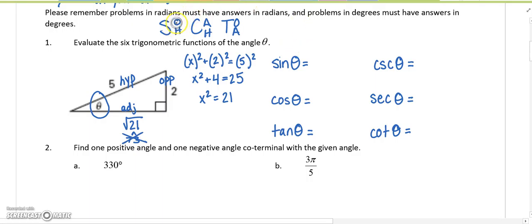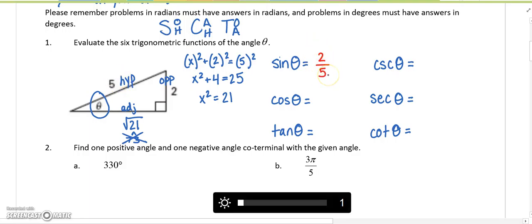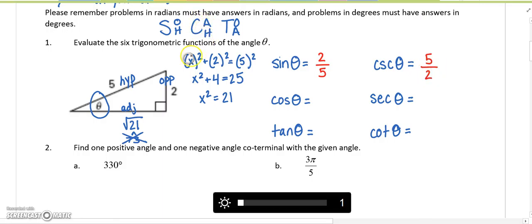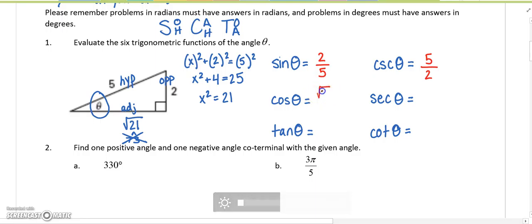Sine of theta, sine is opposite over hypotenuse, so opposite is 2, hypotenuse is 5, so we got 2/5. Alright, now I'm going to jump to cosecant, because I know cosecant is the reciprocal of sine, so I can just flip it. 5 divided by 2. Alright, cosine's adjacent over hypotenuse, so that would be root 21 divided by 5. And I'm going to flip it for secant, so that's 5 divided by root 21.